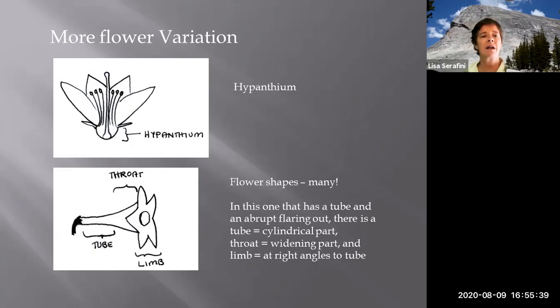And then there's tons of flower shapes, and I just want to mention that in flowers where you have a tube, and then eventually you're going to have the petals splayed out at 90 degrees. Don't worry about what that flower shape is called, but we can have the cylindrical part is called the tube, the part that widens out is called the throat, and then the limb is where the petals go out at 90 degrees. It's called salverform if you want to know, but we will get to flower shapes later.